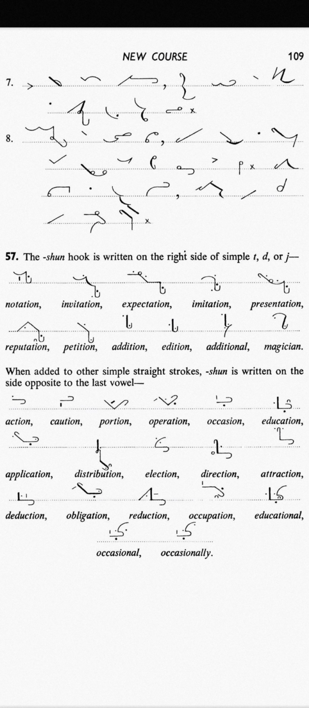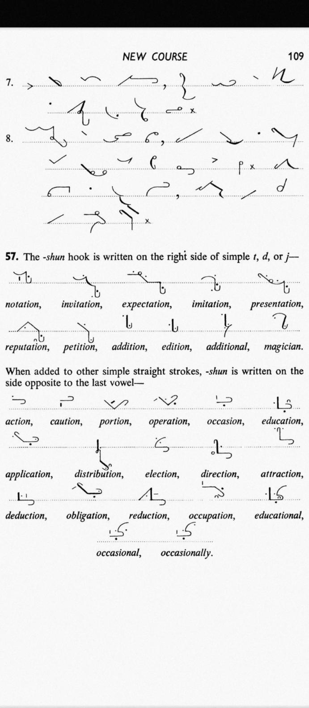After completion of two exercises number 99 and 100 from chapter number 13 Shun Hook, आज हम पढ़ेंगे the Shun Hook with simple straight strokes. The Shun Hook is written on the right side of simple T, D और J. T, D और J के साथ हमेशा ही क्या रहता है, शन हुक उसके राइट साइड बनता है.